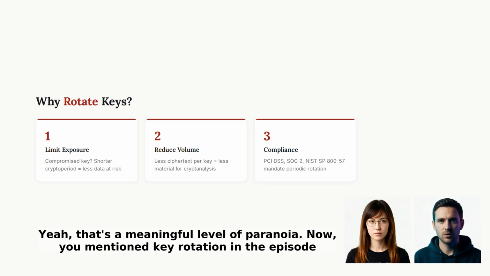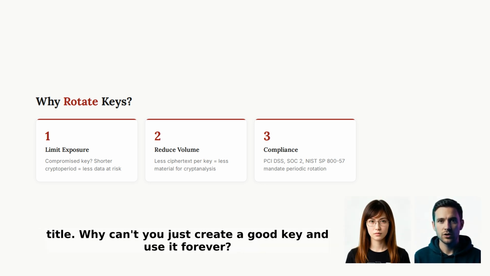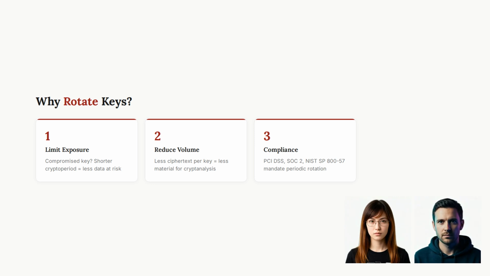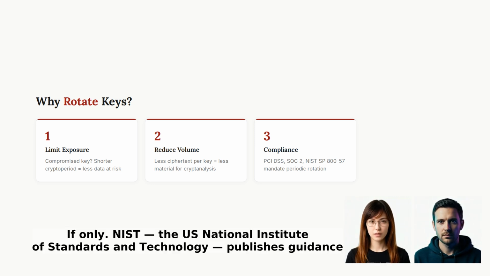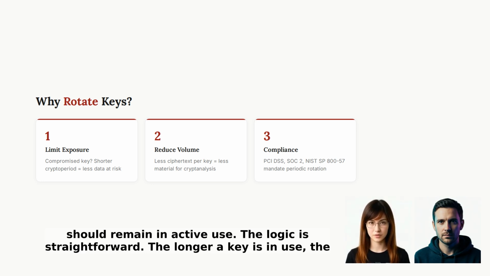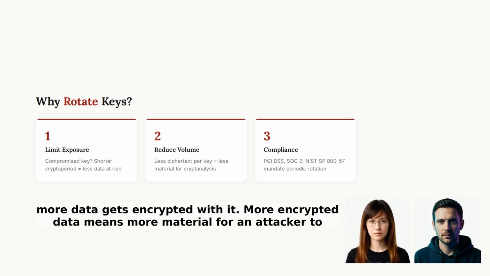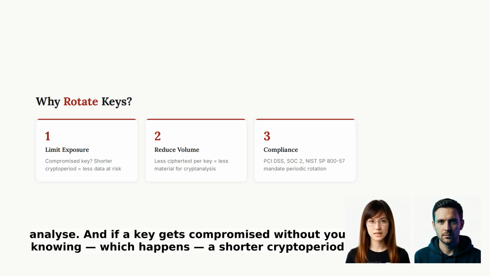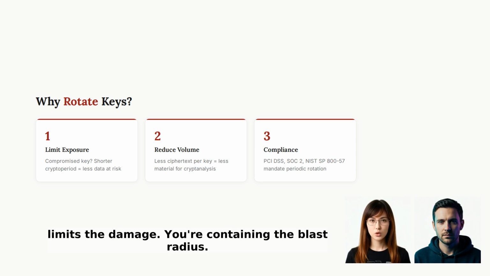Now, you mentioned key rotation in the episode title. Why can't you just create a good key and use it forever? If only. NIST, the U.S. National Institute of Standards and Technology, publishes guidance called SP 800-57 that defines something called cryptoperiods. That's the maximum time a key should remain in active use. The logic is straightforward. The longer a key is in use, the more data gets encrypted with it. More encrypted data means more material for an attacker to analyze. And if a key gets compromised without you knowing, which happens, a shorter cryptoperiod limits the damage. You're containing the blast radius.